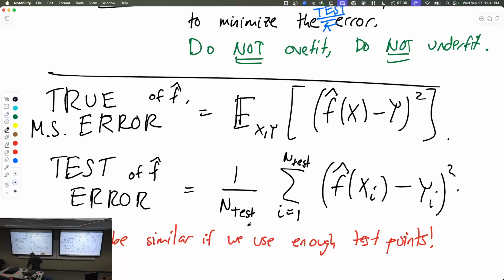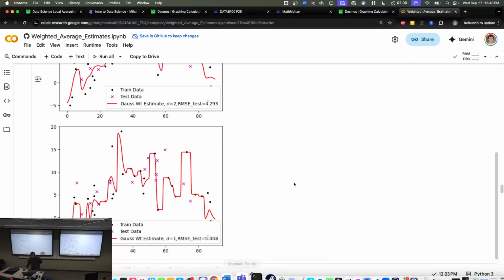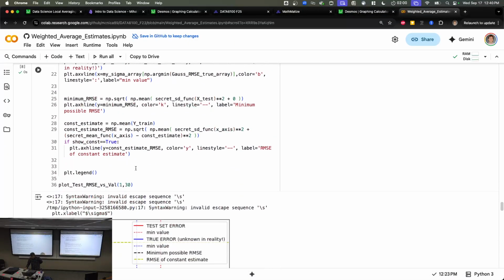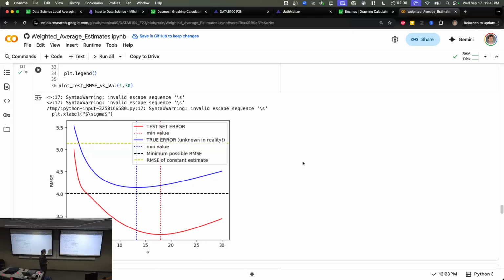If you use that formula, then the blue curve is what I had before, the true error, which is unknown in reality. That was the curve we were minimizing before. And the red curve is what you get on just the test set. You can see that they don't actually line up. They're actually quite a bit different.